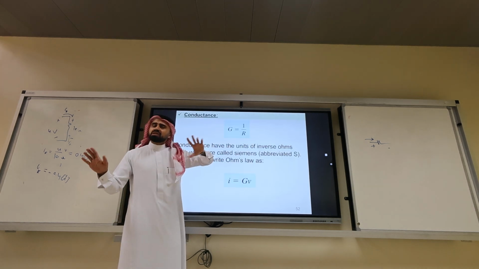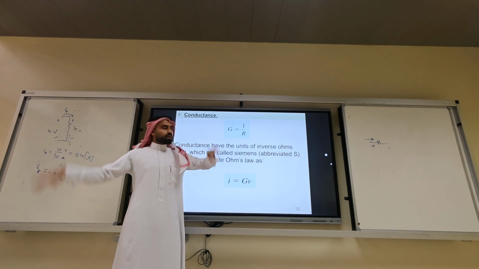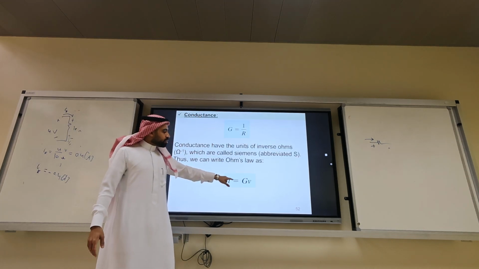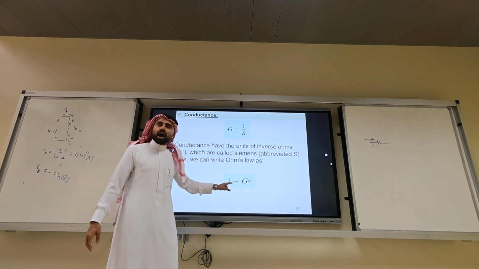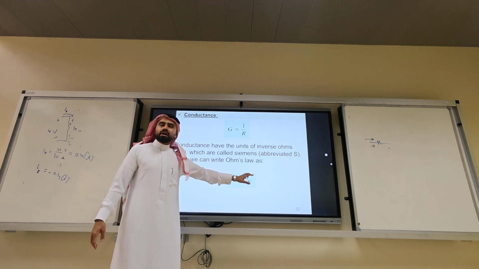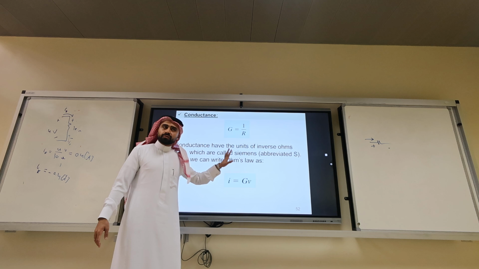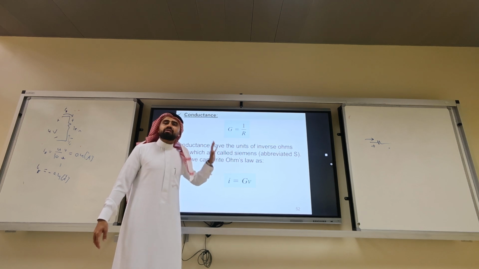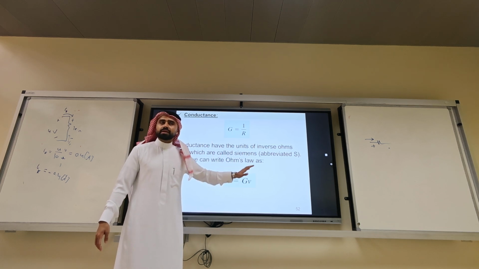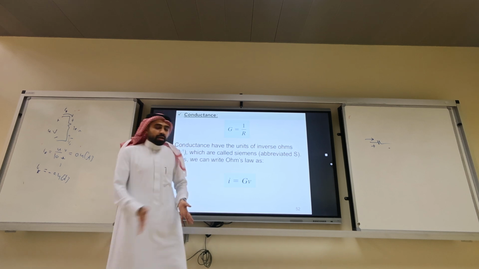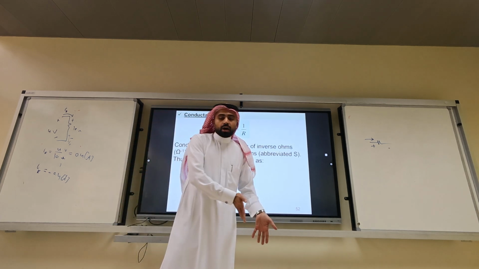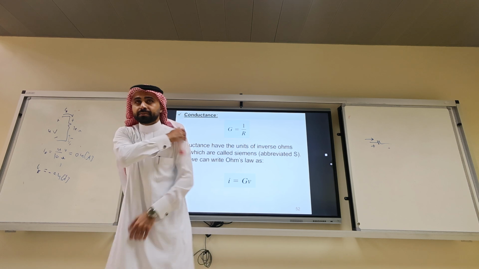For now, just keep it as an idea, okay? If you reverse Ohm's law, you will get I equal GV. Now we will use this later, but for now, think of R as the impedance, and conductance as its reciprocal. How much I impede, 1 over that is how much I allow. Get it?